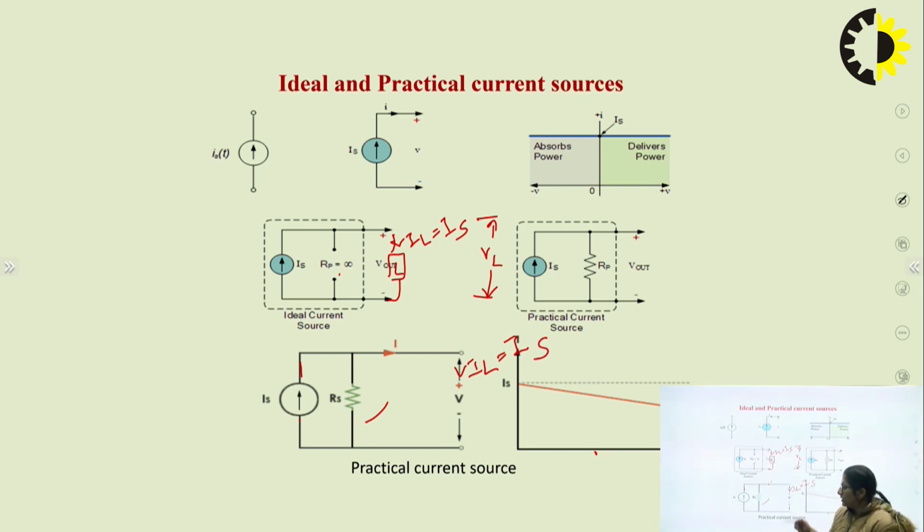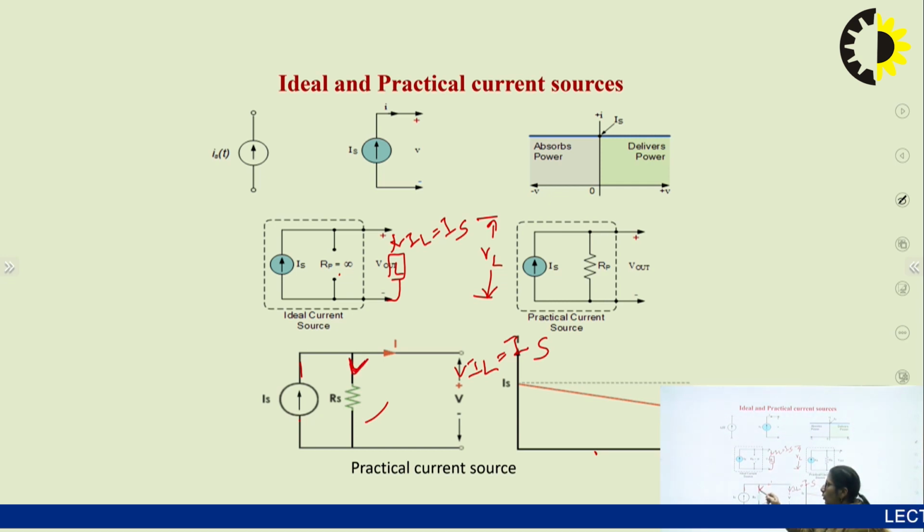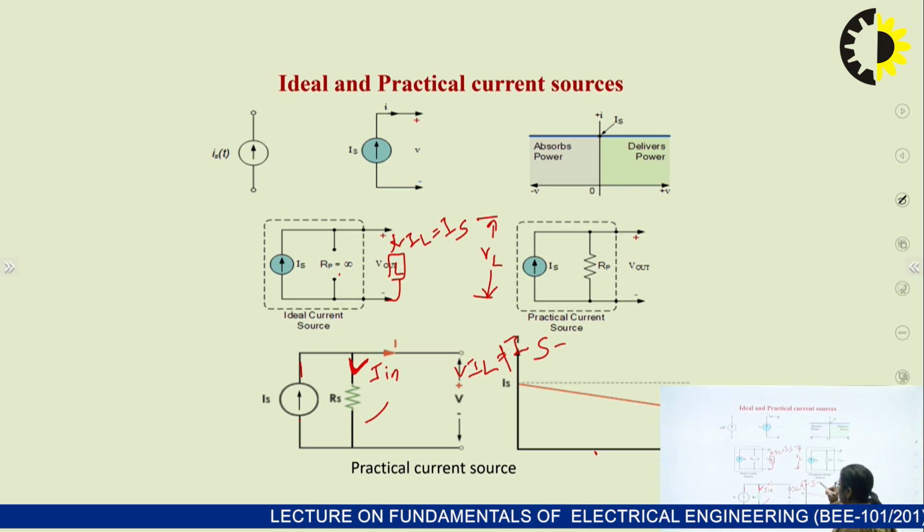No, because now this is the total current. A small amount of the current will flow through this internal resistance as well, which is a large value. So obviously this current which is flowing in the internal resistance, say IN, is going to be very small. So the major part of the current goes through the load terminals, but a small current is received by the internal resistance. That's why this time IL is not equal to IS, but it is equal to IS minus IN.